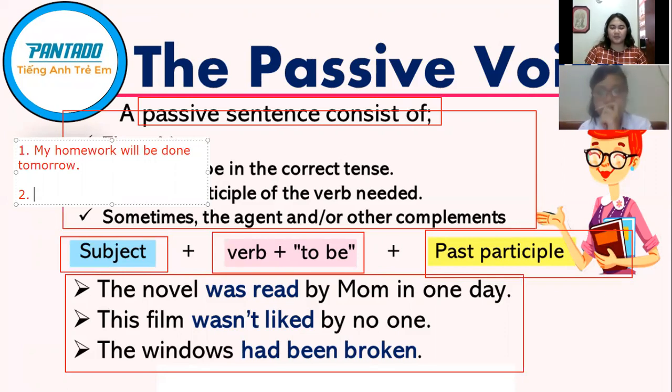And the last one: the book is being read by her.